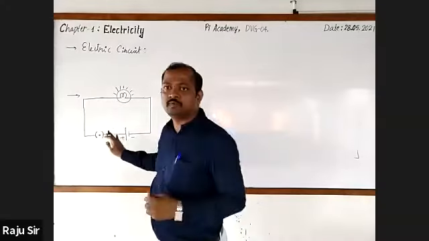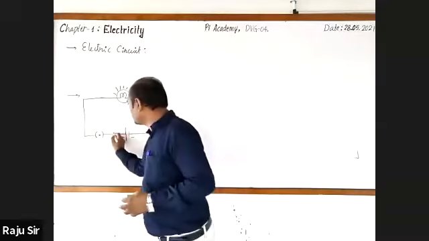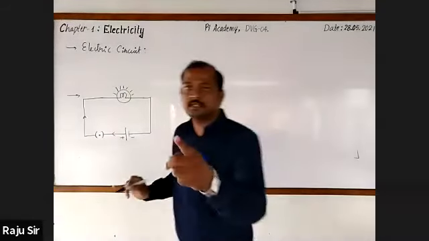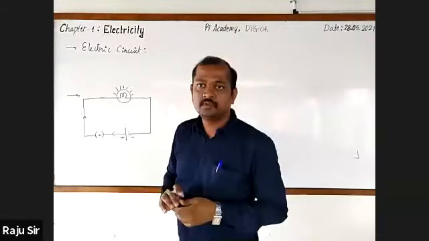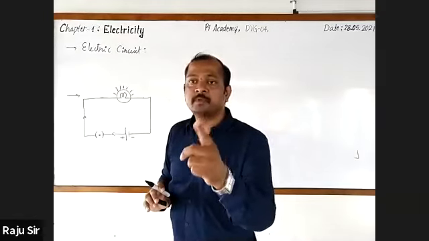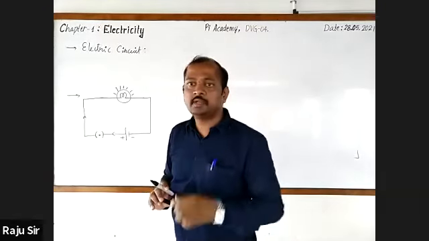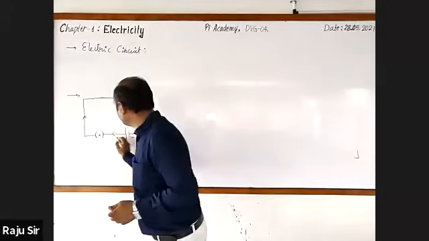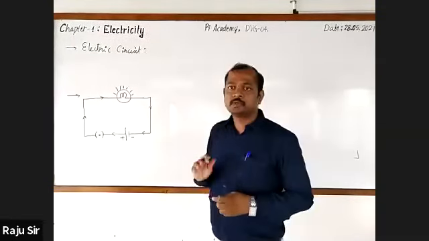Now, let me show you the direction of flow of current. It is from positive terminal to negative terminal. Siddesh, you should not go for writing anything. Please listen to my explanation carefully. I'll give you time for writing. This is positive terminal to negative terminal. This is the circuit diagram. Clear?